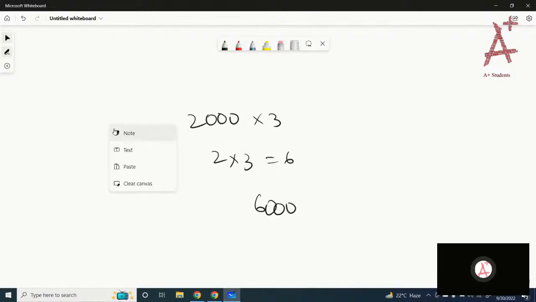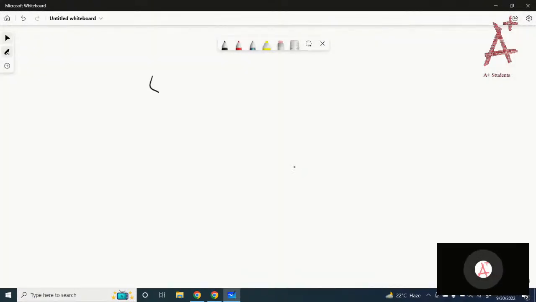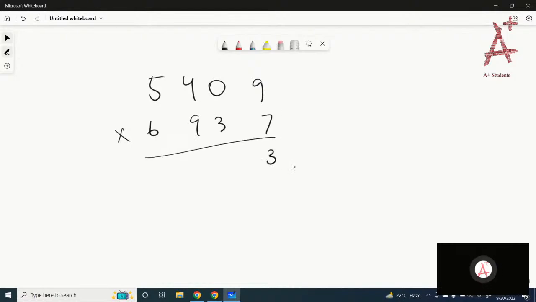Okay, the next one is multiply, and the numbers are 5409 times 6937. Okay, 7 times 9 is 63. Write the 3 and carry 6. 7 times 0 is 0 and 6 plus 0 is 6. 7 times 4 is 28. Write 8 and carry 2. 7 times 5 is 35 and 2 is 37. Got it? So let me remove the carries, they make big confusion.